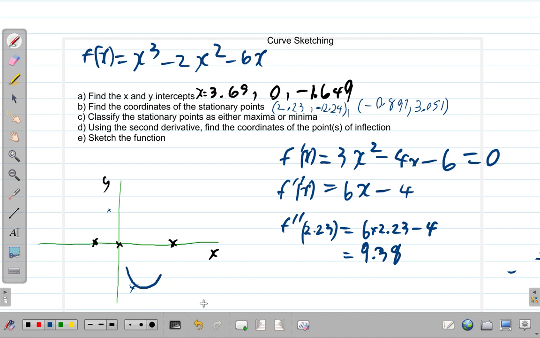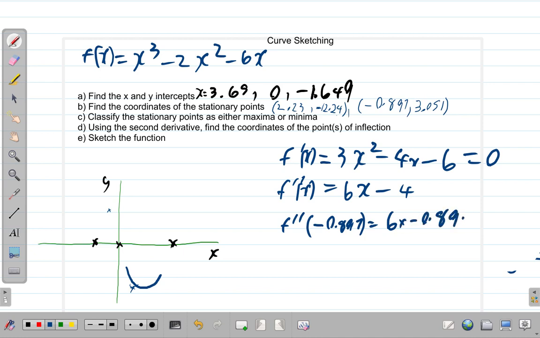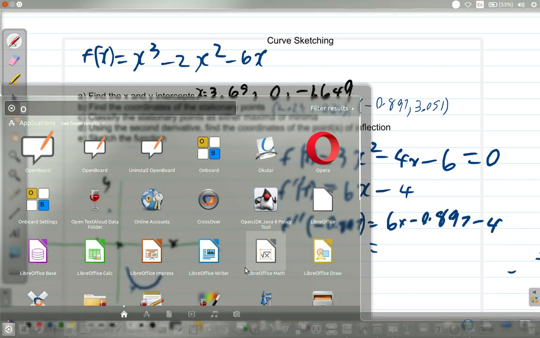Now, what about the other point? The second derivative of the other point. F double prime of negative 0.897 equals 6 times negative 0.897 minus 4. You can see it's going to be a negative. 6 times this will be a negative. Negative minus 4 will be a negative. But let's calculate it anyway.